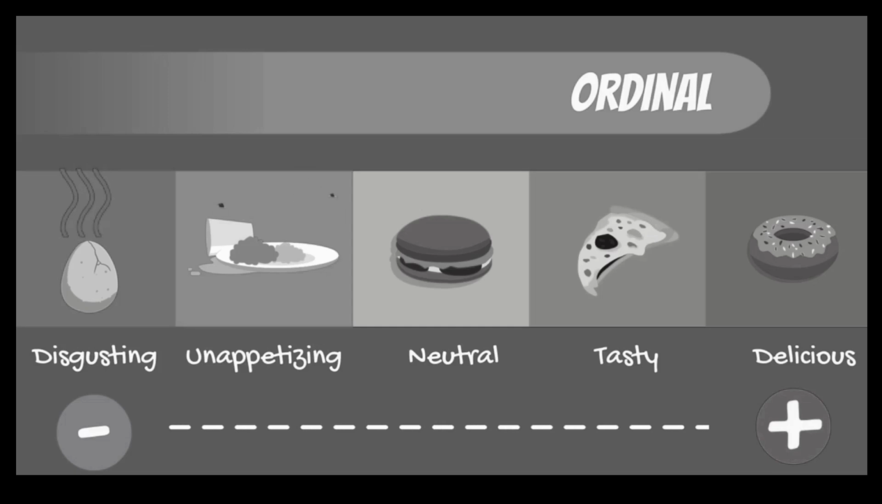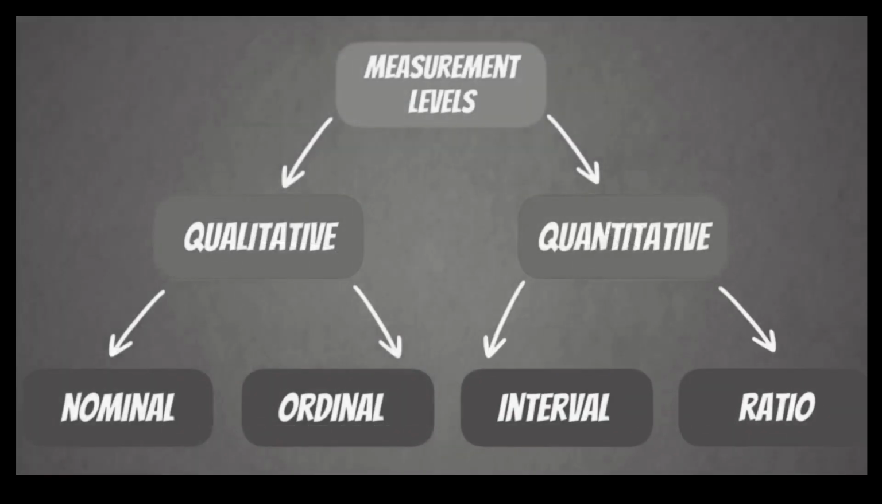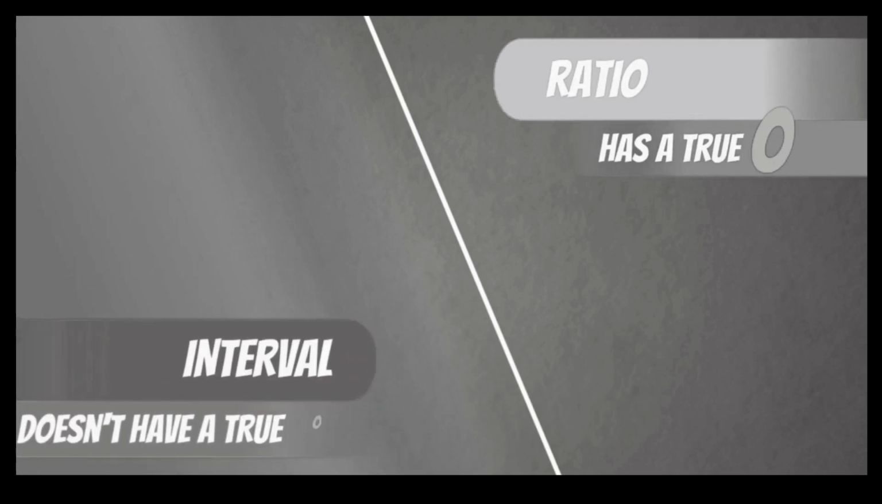Okay, so what about quantitative variables? Well, as you may have guessed by now, they are also split into two groups, interval and ratio. Intervals and ratios are both represented by numbers but have one major difference. Ratios have a true zero and intervals don't. Most things we observe in the real world are ratios. Their name comes from the fact that they can represent ratios of things.